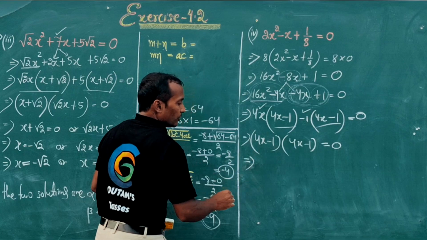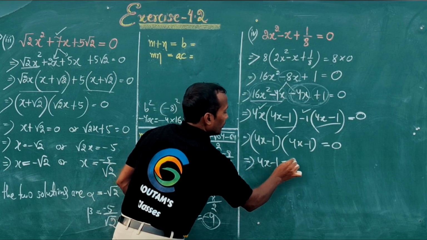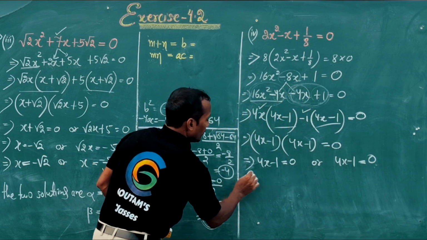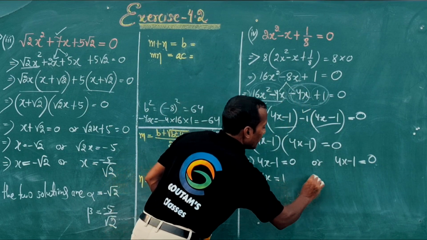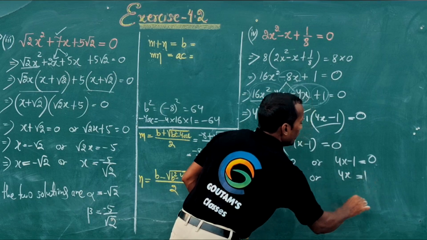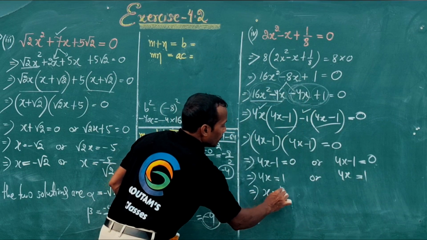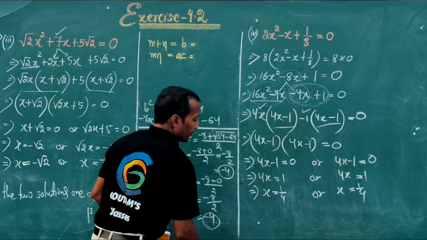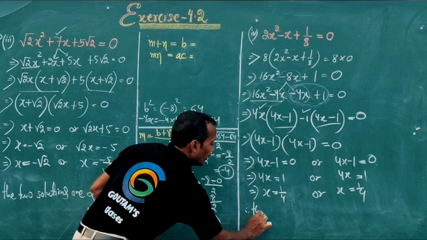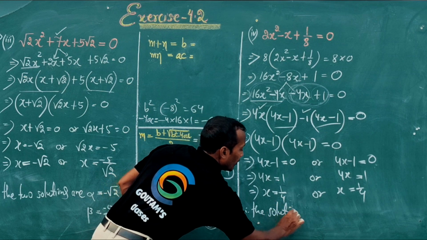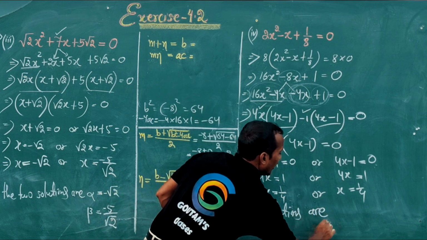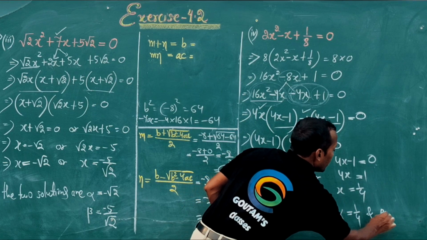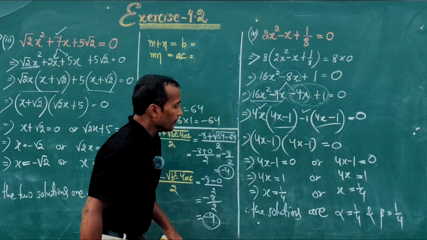So factorization is over. Now we shall find out the solutions. 4x minus 1 is equal to 0 or 4x minus 1 is equal to 0. So we have 4x is equal to 1 or 4x is equal to 1, or x is equal to 1 by 4 or x is equal to 1 by 4. That means the solutions are alpha is equal to 1 by 4 and beta is equal to 1 by 4.